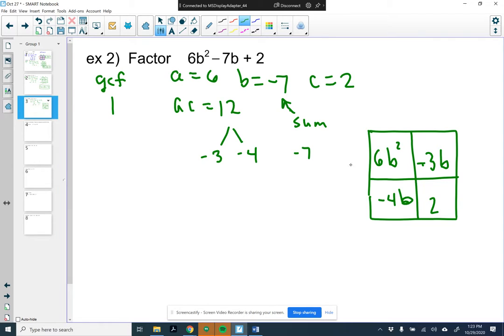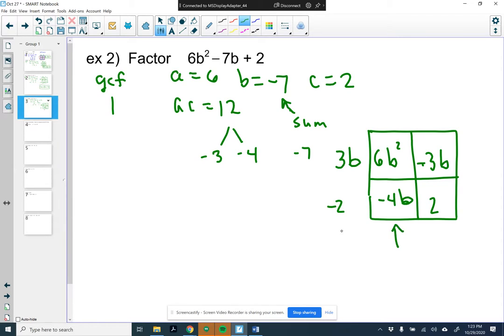We're going to find greatest common factors. 6 and 3 have a common factor of 3, but we also have a b that they share. Notice it's a positive 3b. 6b squared and -3b. 3b is what we're going to use. Okay, second row, -4b and +2. 4 and 2 have a common factor of 2, but we have to take a negative.